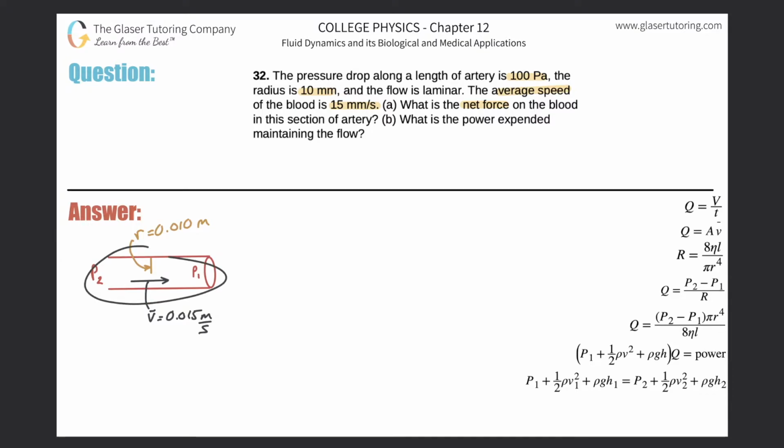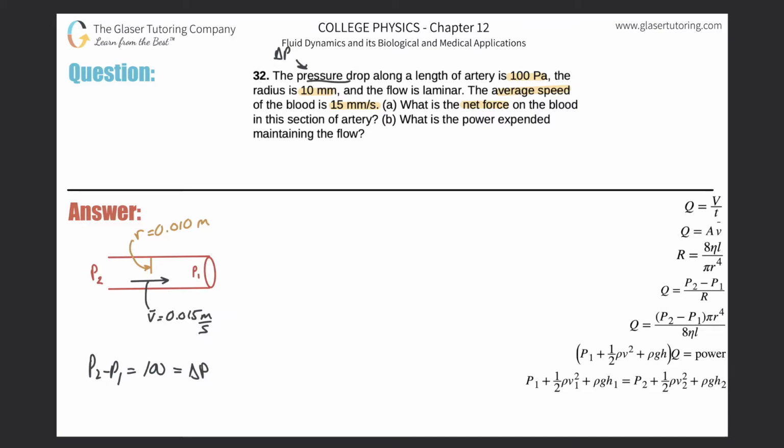So here's our artery. We have two locations, P2 and P1, and it's telling us that the pressure drop, meaning the change in pressure, that's basically what pressure drop means, it means delta P, is 100 Pascal from one location to another. So in other words, P2 minus P1 is equal to 100. That's also the same thing as saying delta P. Now, it also tells us the velocity of flow and the radius.